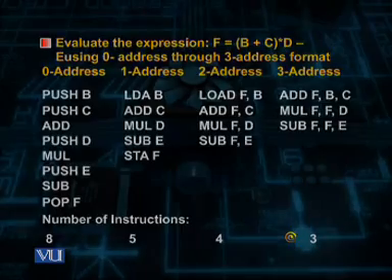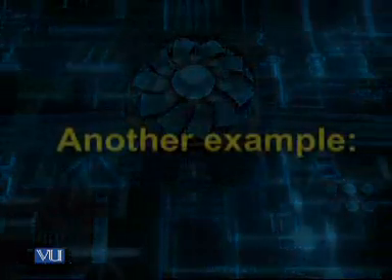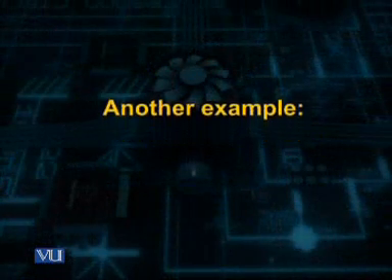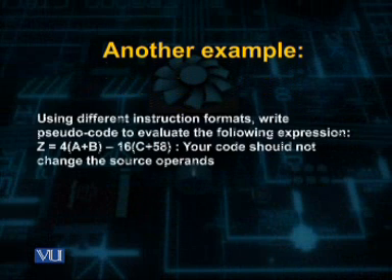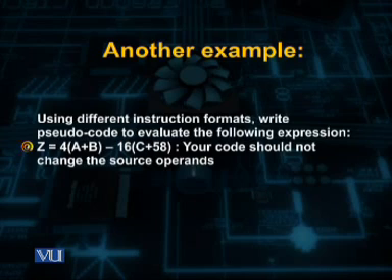So this shows the difference between the different types of instructions. Now let us see another example. As I told you in the beginning, we can solve this with the help of different types of instruction words. In this second example, you can see we want to execute a relatively complex expression, which is Z is equal to 4 multiplied by (A plus B), from which we want to subtract 16 multiplied by (C plus 58).